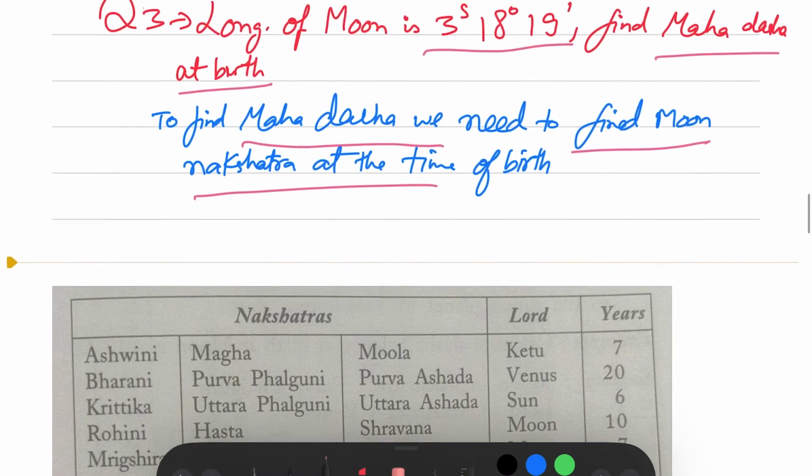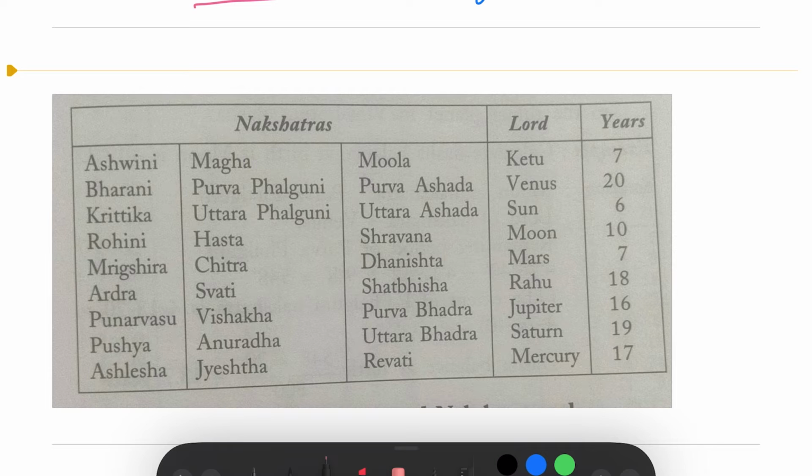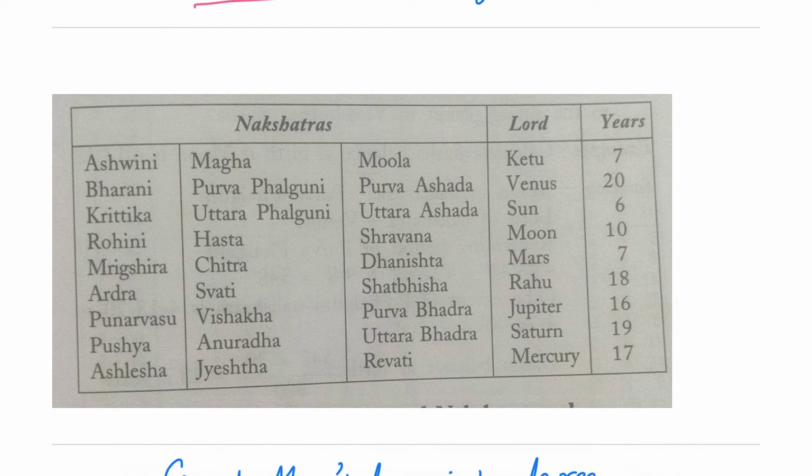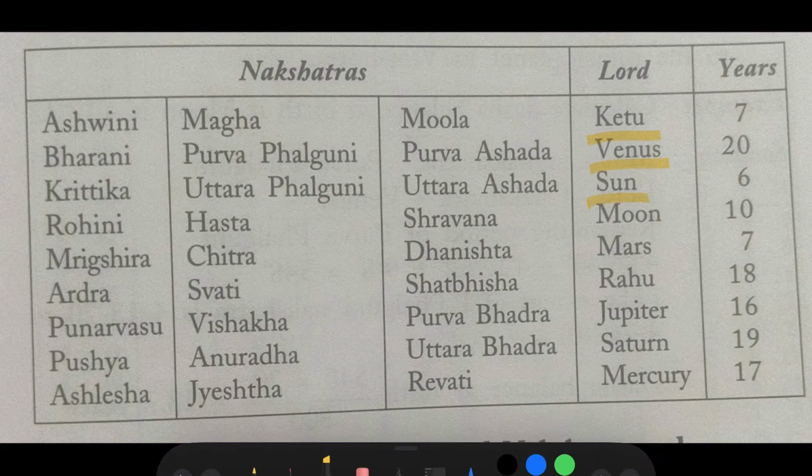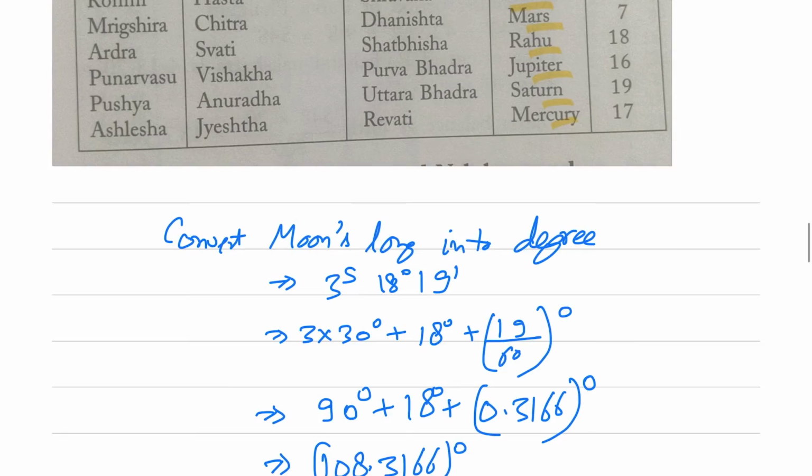These are the list of nakshatras. The lords in sequence are Ketu, Venus, Sun, Moon, Mars, Rahu, Jupiter, Saturn and Mercury. So this is the sequence. We have to convert the moon longitude into degrees. It was 3 sign 18 degrees 19 arc minutes. 1 sign is equal to 30 degrees, so multiply it by 30.